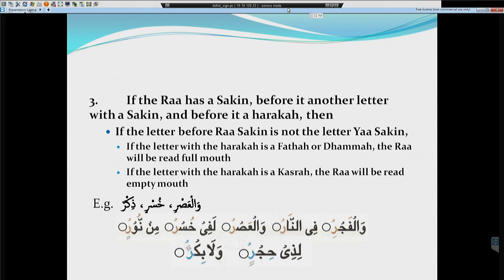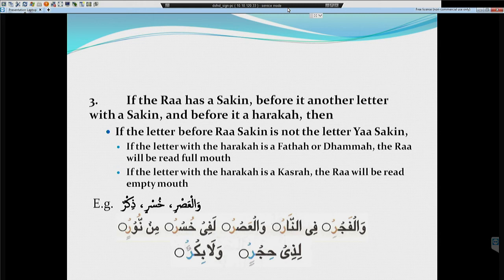Now I said there's a very specific scenario, is when you're stopping. When you're stopping at the end of an ayah, because you lose your breath and that ra happens to be there. So the first one, this is a little bit more confusing as well. If the letter before the ra sakin, we said that letter also has a sakin on it. Now if that letter is not a ya sakin, then the letter before that, if it's a haraka with a fatha or dhamma, the ra will be read with a full mouth. If the letter with the haraka is a kasra, the ra will be read with an empty mouth.